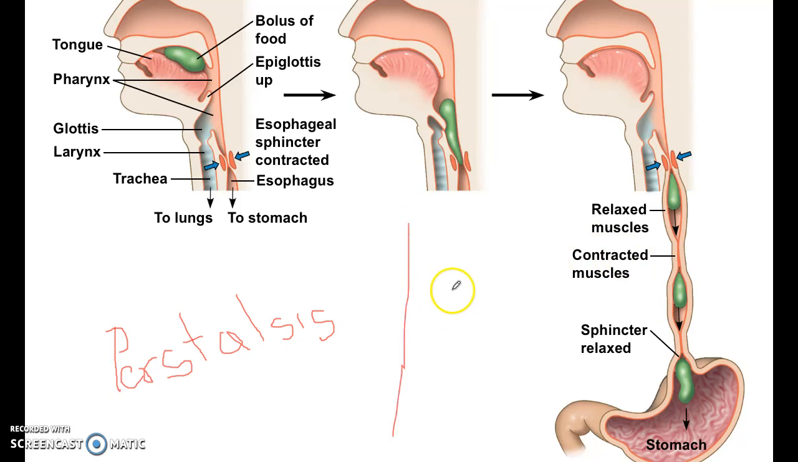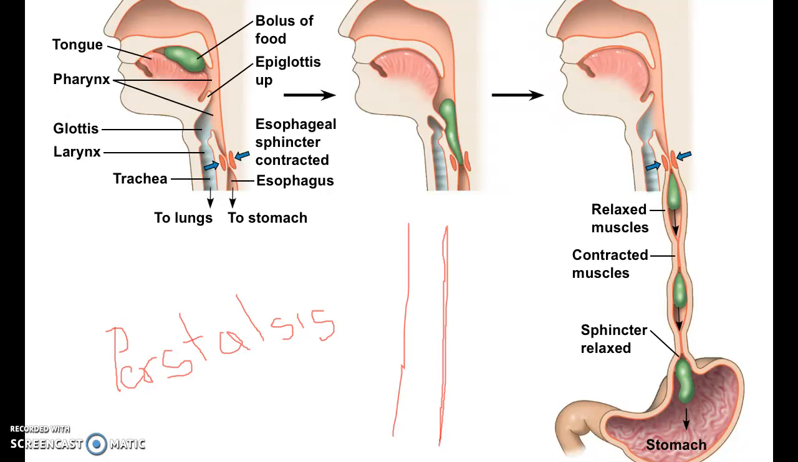If you look at the esophagus, I'm going to just draw a rudimentary esophagus right here. This inside part, this hollow part, is called the lumen, L-U-M-E-N. The inside area of it is made up of non-keratinized, stratified, squamous epithelial tissue.